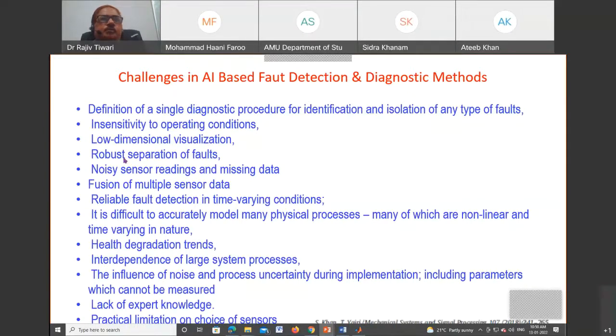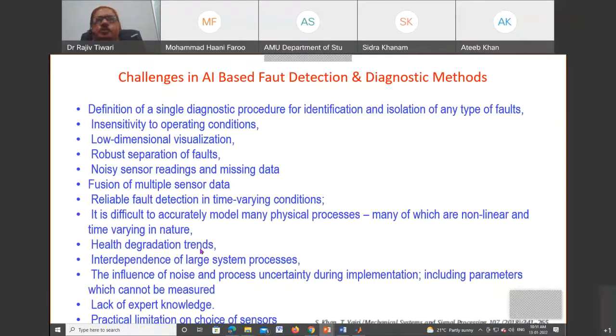Also, some faults give a similar pattern of response. So how to separate them robustly, that is another challenge. Then the noise in the sensor, or if a measurement sensor has failed, how to take care of those situations. Or multiple types of sensors like thermal sensor, vibration sensor, current sensor, how to fuse all the data and use it for the purpose of condition monitoring. So there are so many challenges.